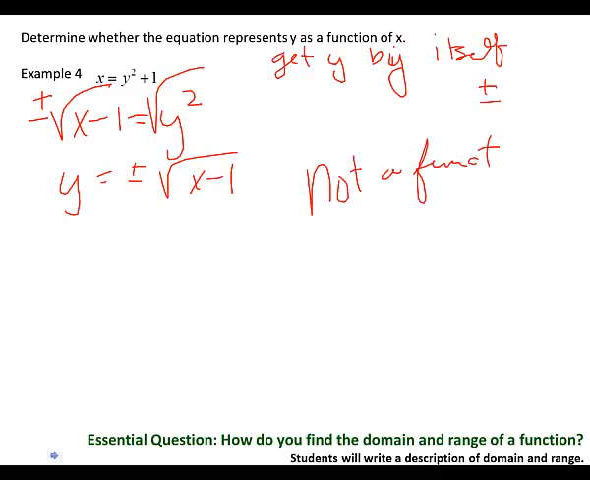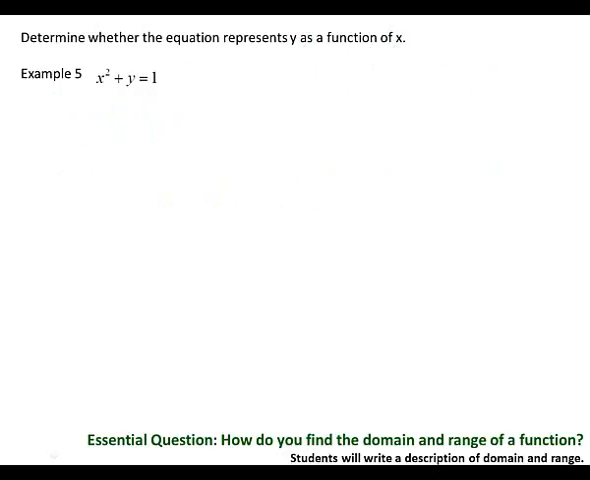Alright, let's take a look at example 5. Alright, and the one that's, there's 2 use a plus or a minus, so yes, it's a function.